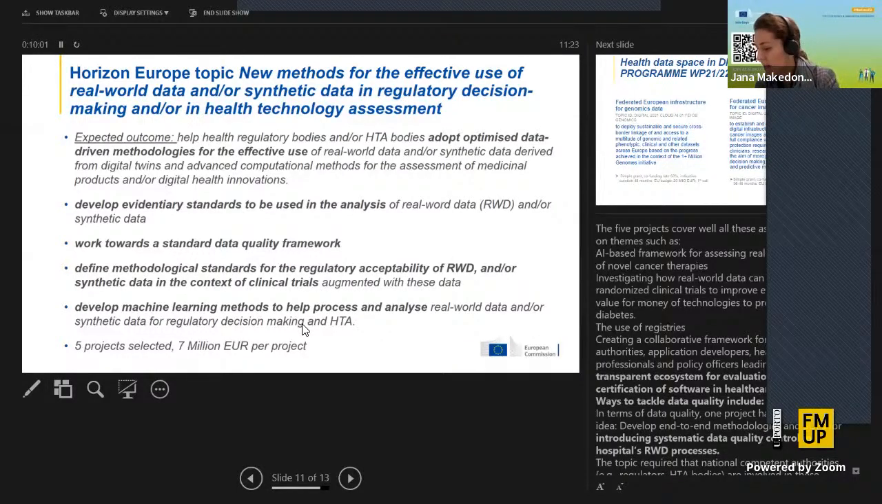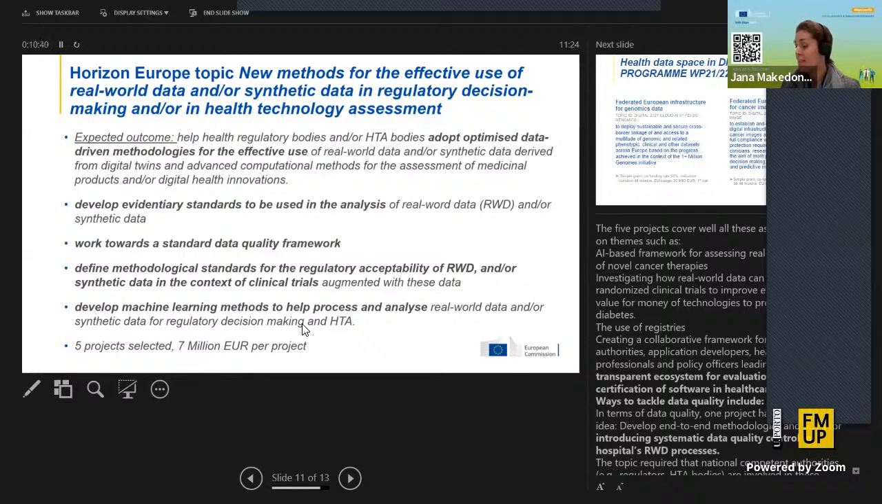creating an ecosystem that brings together a collaborative framework that brings together regulatory decision makers, authorities, but also application developers, healthcare professionals, and policymakers to have a transparent ecosystem and dialogue on the evaluation and certification of software in healthcare. So all of these projects tackle data quality frameworks, as I say, and one I found quite interesting, which is planning to actually develop an end-to-end methodology and standard operating procedures for introducing systematic data quality control in hospitals' real-world data processes, something that we touched upon already.